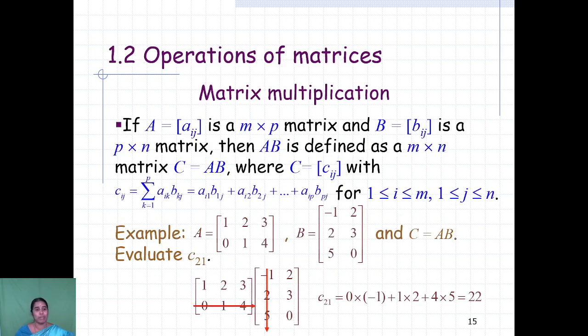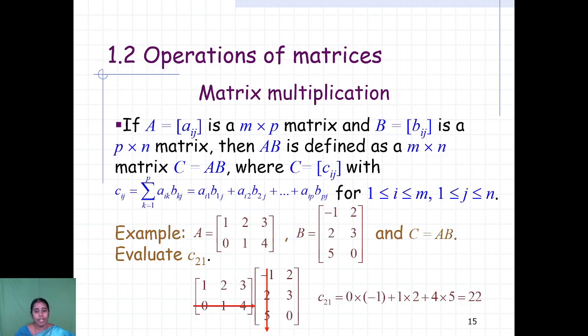Next, matrix multiplication. If A equal to Aij is an m by p matrix and B equal to Bij is a p by n matrix, then AB is defined as an m by n matrix. C is equal to AB, where the elements of C are Cij, with Cij equal to the summation over k equal to 1 to p of Aik Bkj, which can be expressed as Ai1 B1j plus Ai2 B2j, etc.